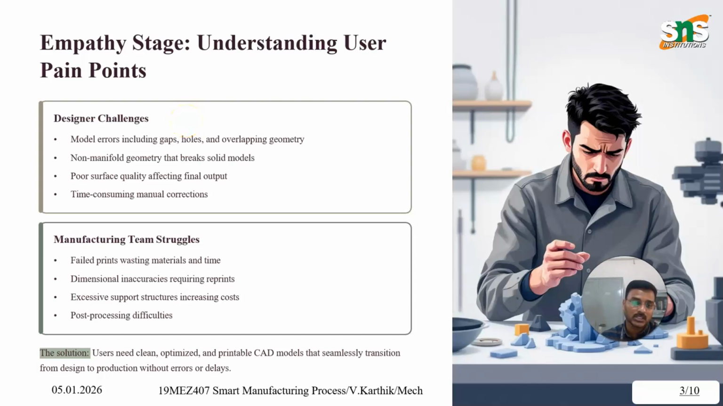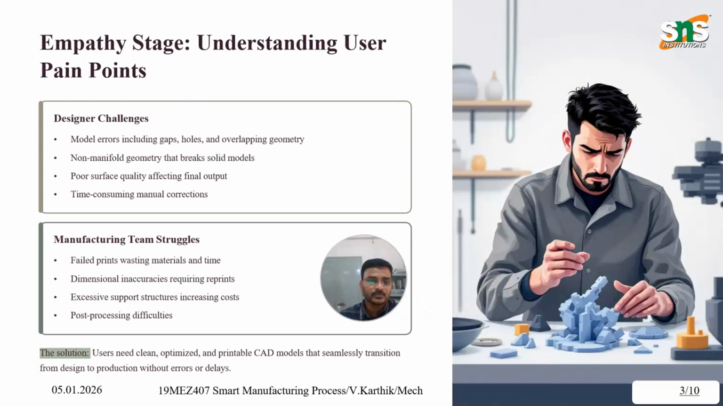And then the next one is the manufacturing team struggles: failed prints, wasting materials and time, dimensional inaccuracies requiring reprints, excessive support structures, and post-processing difficulties. This is about the empathy stage.